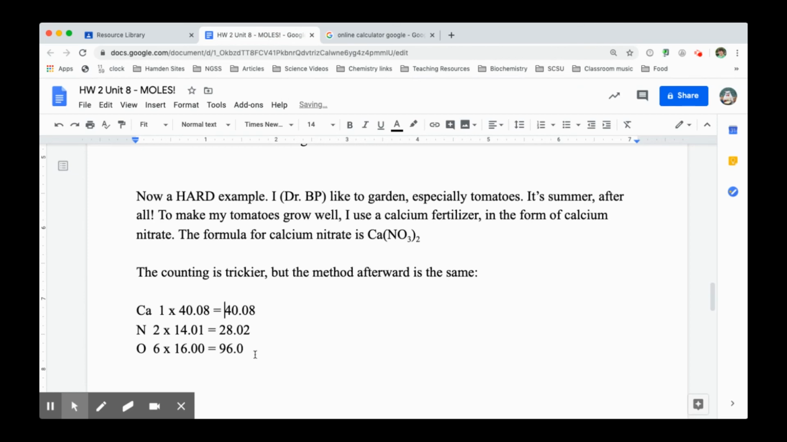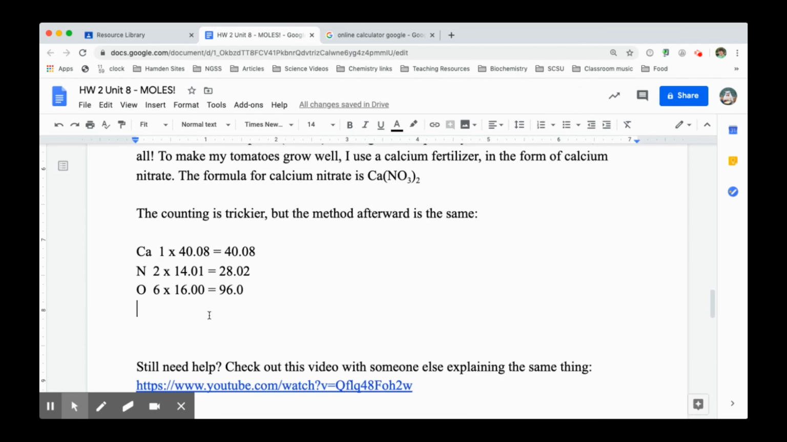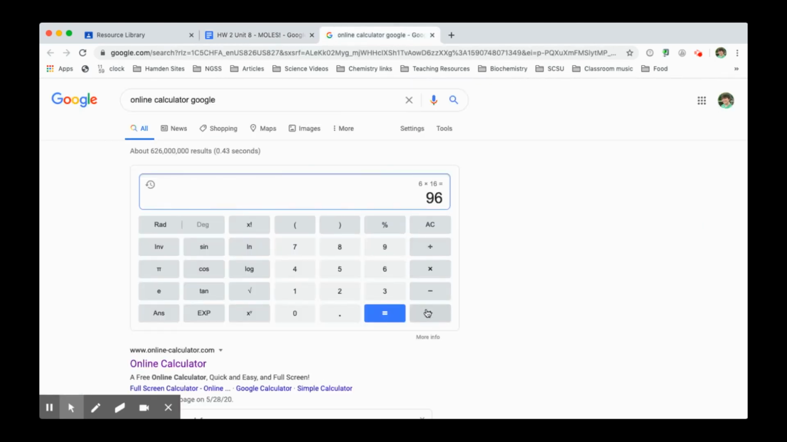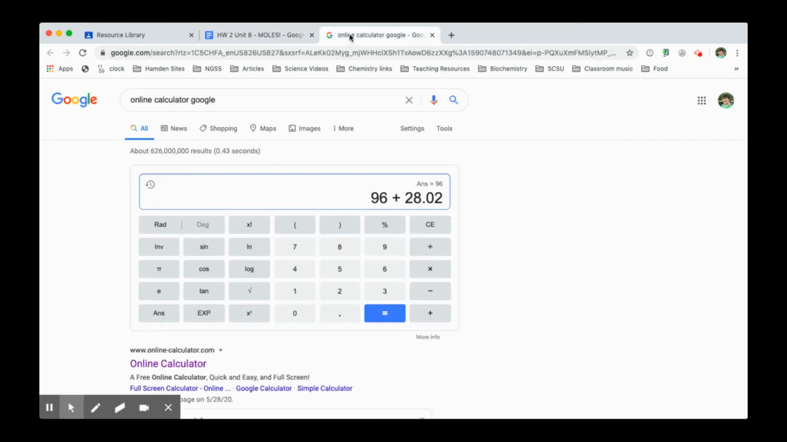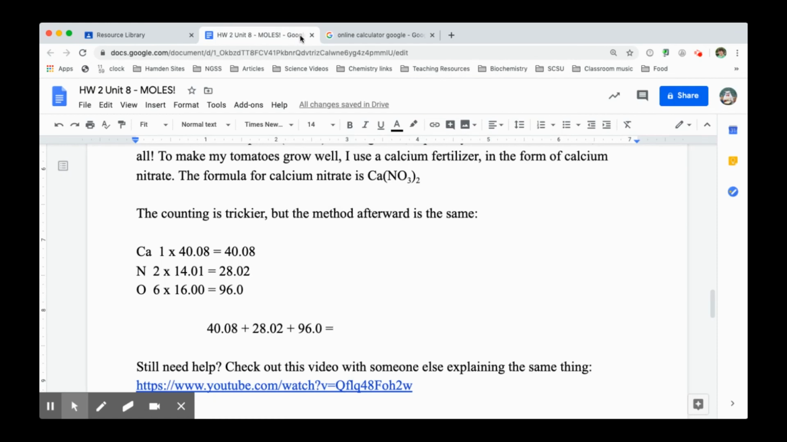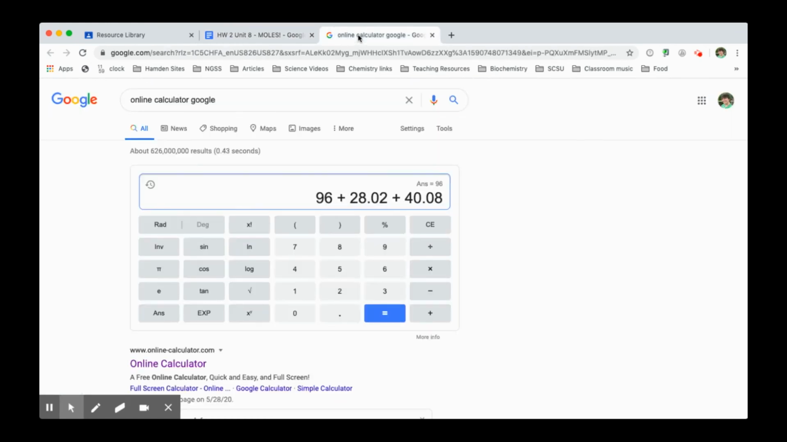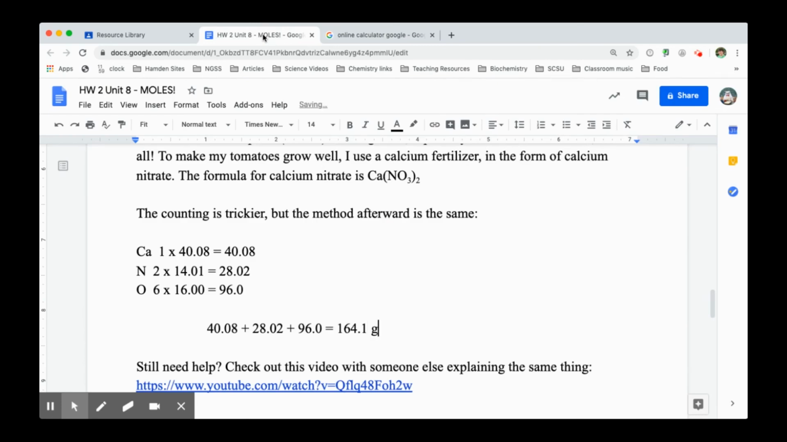So that means now I'm going to add these 3 things together. 40.08 plus 28.02 plus 96.0, and I get 164.1. 164.1 grams equals 1 mole. Awesome. Cool. Well, that's it.